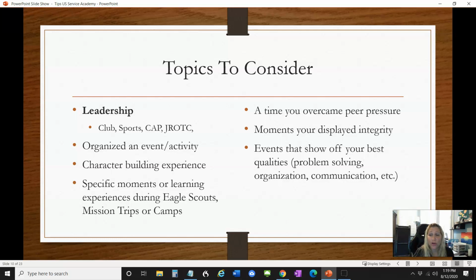Events that show off your best qualities. So let's say you're a great problem solver, you're great at organization, you're great at communication. So think of times that you have displayed and shown those qualities that you think are your best, and those can be good topics for essays as well.